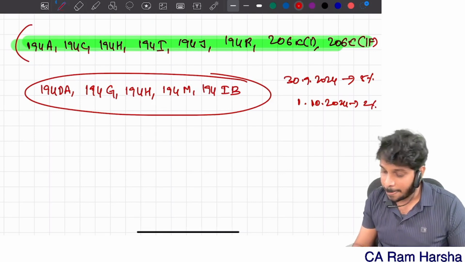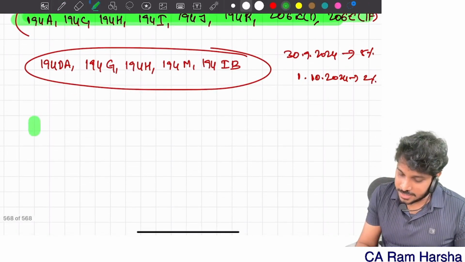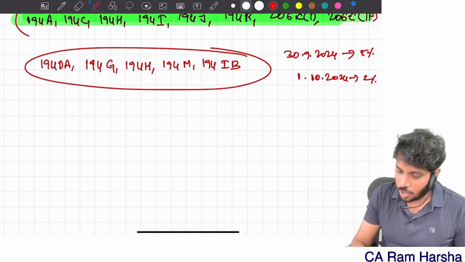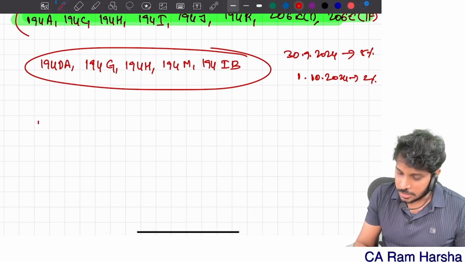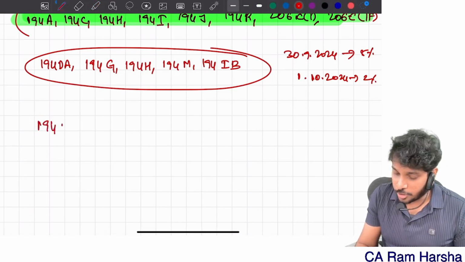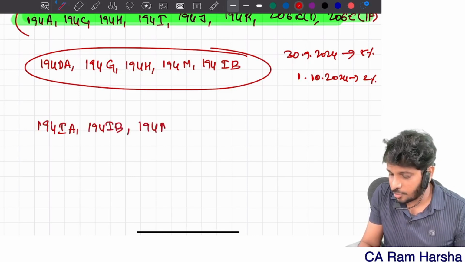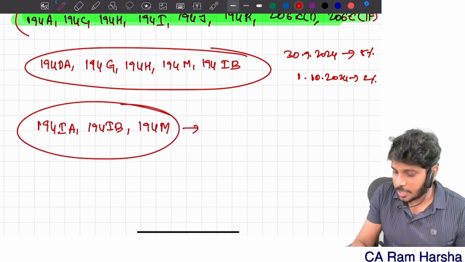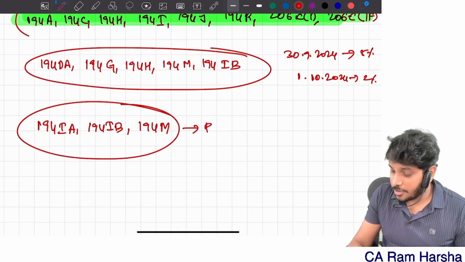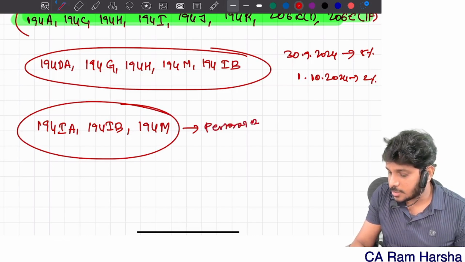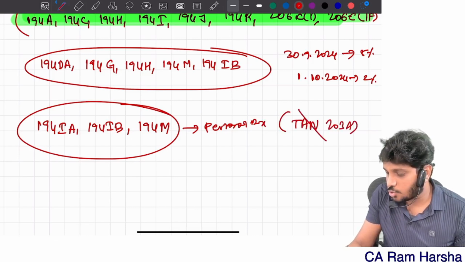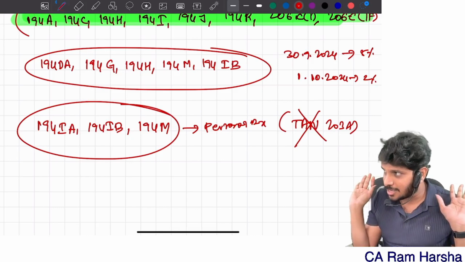Are you clear? Then there is another section combination. This is important for theory questions. 194IA, 194IB, 194M. These sections are applicable even for personal expenses, and for these sections, TAN under section 203A does not apply. Clear?